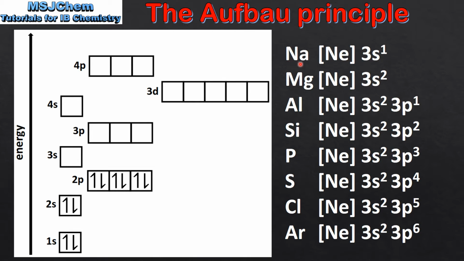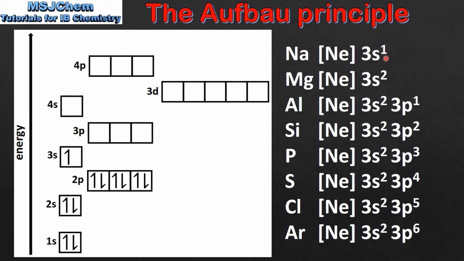Next, we look at the elements sodium to argon. For these elements, I'm using abbreviated electron configurations. These have square brackets and the symbol for a noble gas. This represents the electron configuration of the noble gas. In this case, it's neon, which is 1s2, 2s2, 2p6.